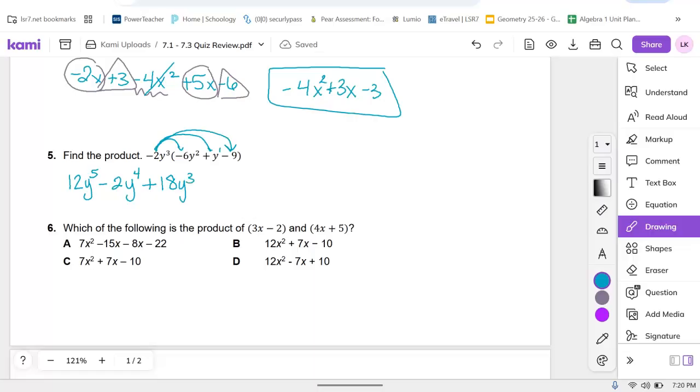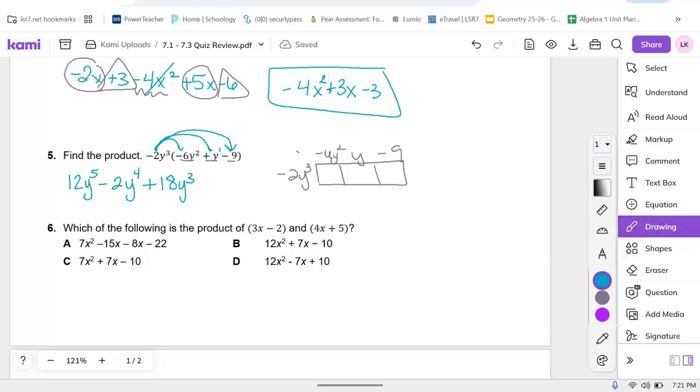Now, several of you asked in class how you would do this in a box method. So there's 3 terms in my polynomial. So I'm going to just do a box with 3. And so then I would have negative 2y cubed over here, negative 6y squared, y, negative 9. And then you would just multiply just like we just did, but it'd be in the box.